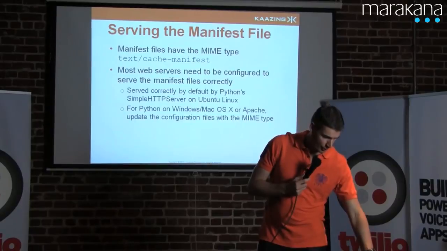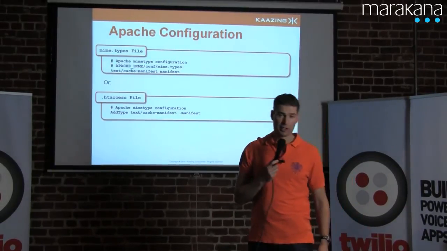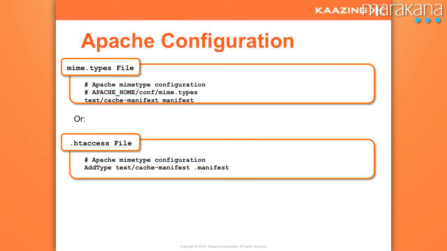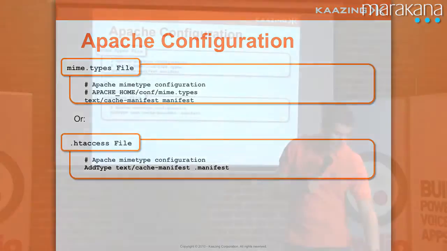Now it's pretty easy to configure it. So in Apache, you can use the mime.types file for your complete server. You can also add something to the .htaccess file for a particular application. Here's some of the configuration.